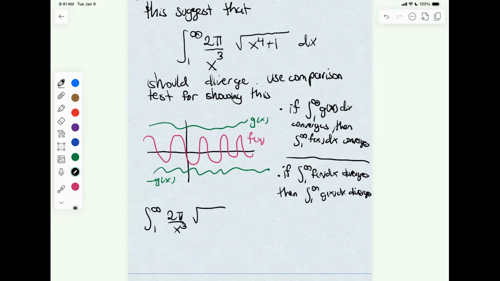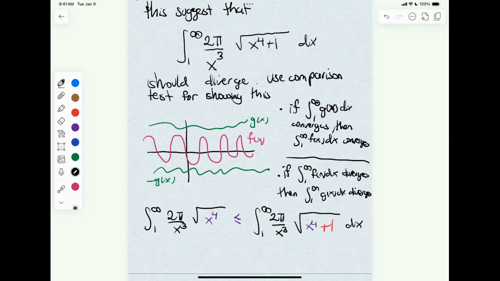So here's my actual comparison. The only difference between what I'm saying is that here, oops, I forgot the dx. Think of this one as being f of x and think of this one as being g of x. And I wrote it in a way that hopefully is clear. The only change that I made in the integrand is really I just added a one inside the square root, and that made it a slightly bigger amount.